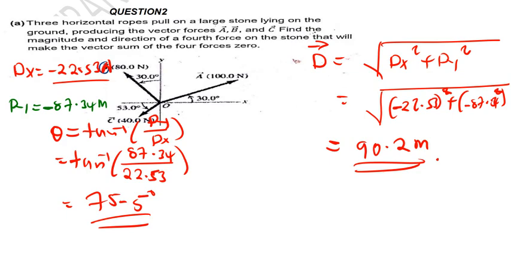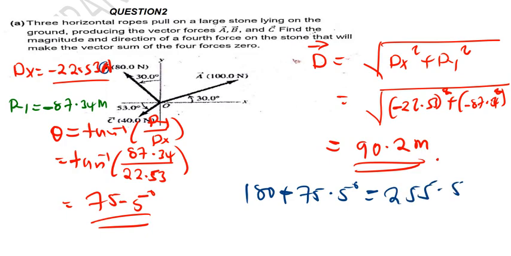So once you discover that the angle falls in the third quadrant, you have to say 180 plus the angle you have found. So what answer are we going to have? If we do 180 plus 75.5, I'm getting 255.5 degrees. So this is my angle.